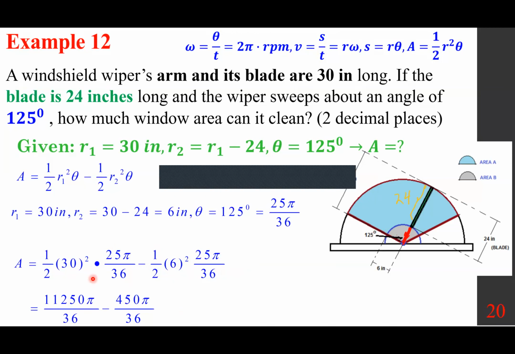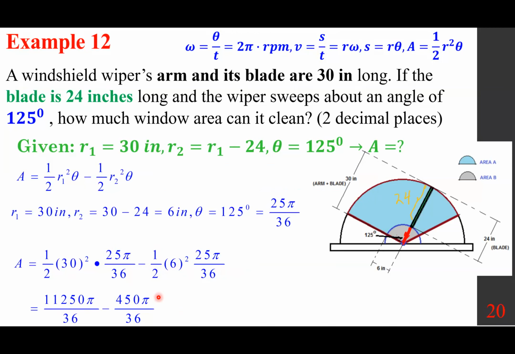So this one is 11,250 pi over 36, and this one is 450 pi over 36. The difference is 300 pi, and we change the pi to a decimal representation with 2 decimals, and the units of the R squared, because it's the area.